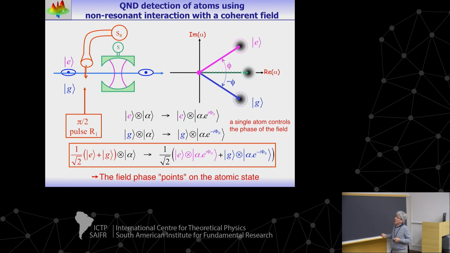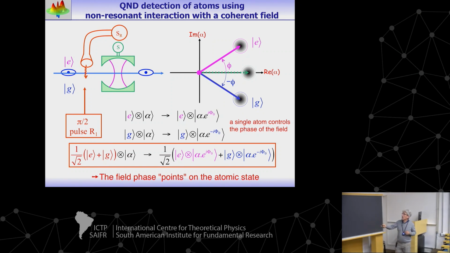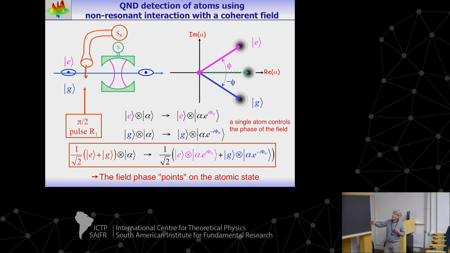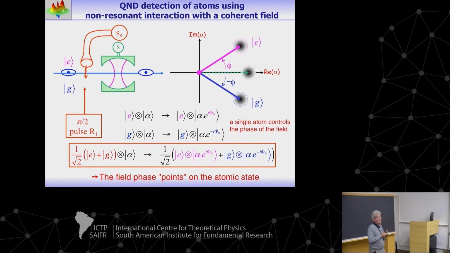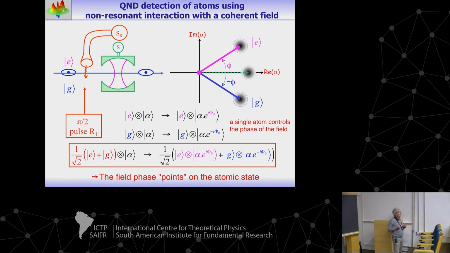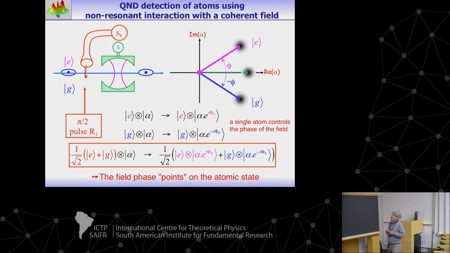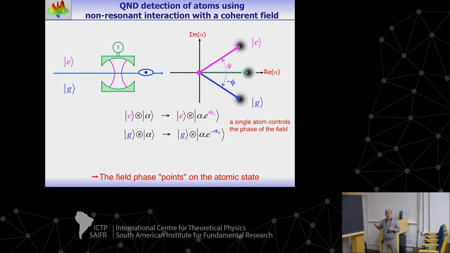The interaction leads to an entangled state between the energy of the atom and one classical variable of the quasi-classical field, which is its phase, which points either in direction phi naught or minus phi naught. So here you have a pointer whose size can be varied by injecting more and more photons in the cavity. And you see that interesting situation where a quasi-classical characteristic of a field, its phase, can be used to measure the quantum state of one atom.